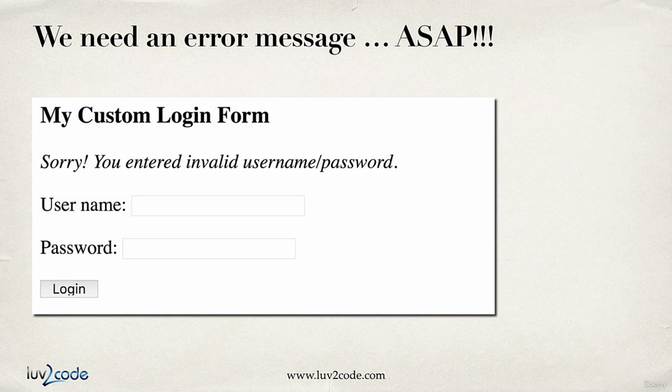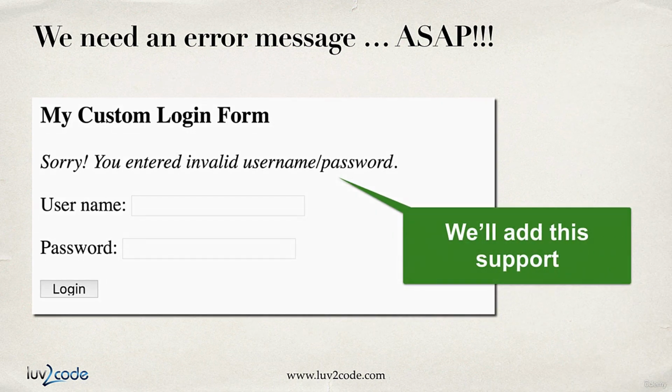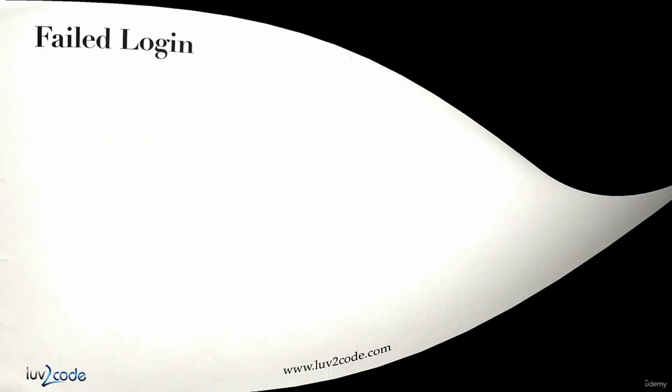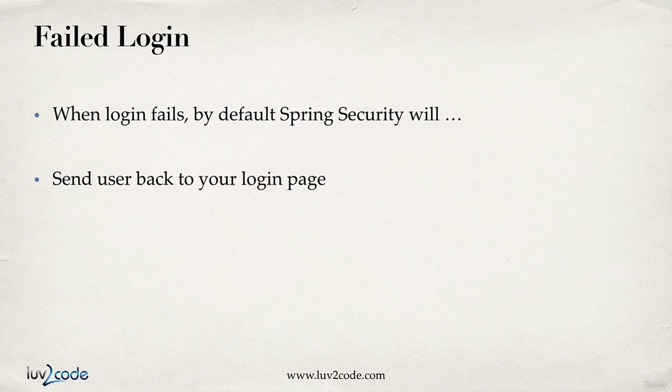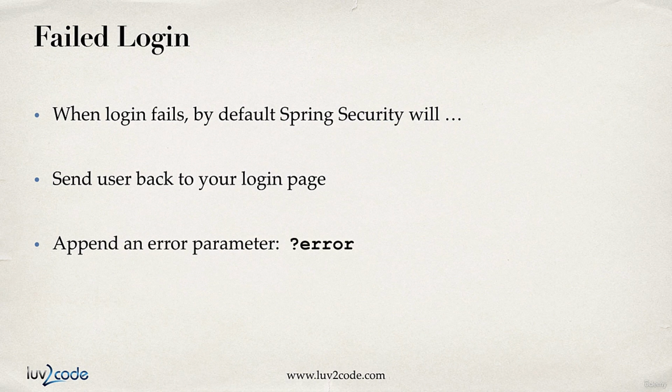So we need an error message ASAP. We're going to add support for a message, hey, you entered an invalid username and password. And we'll cover all of that here. Now, when login fails, by default, Spring Security will send the user back to your login page and also append an error parameter called error.